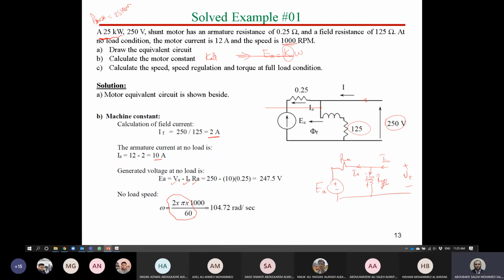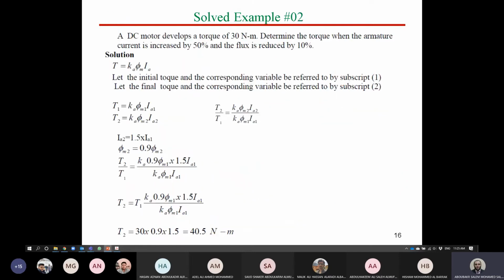So we calculated now everything: speed regulation, and torque at full load condition. Is there any question, شباب? This is a simple example regarding how to use the relations in shunt motor. We did not discuss anything now regarding speed control yet.